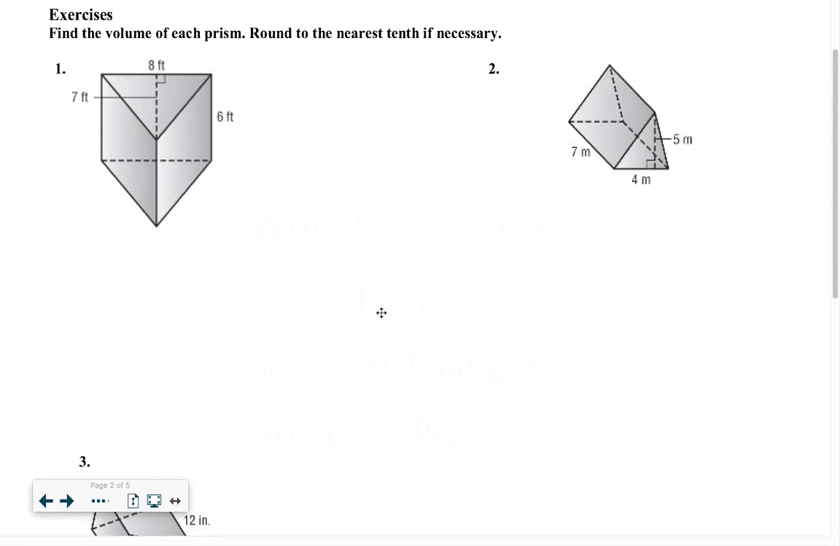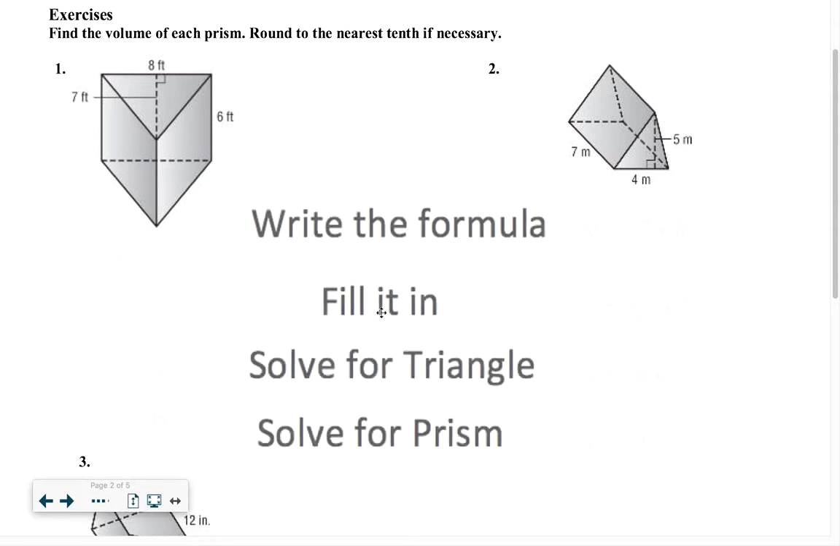Okay, so the first thing I want you to do, I want you to write your 4 steps. Write the formula. Fill it in. Solve for the triangle. Solve for the prism. Okay, so I want you to go ahead and do number 1 and hit pause. Hit pause and do number 1 right now. I'm going to go through the answer so that you can see if you got it correct.